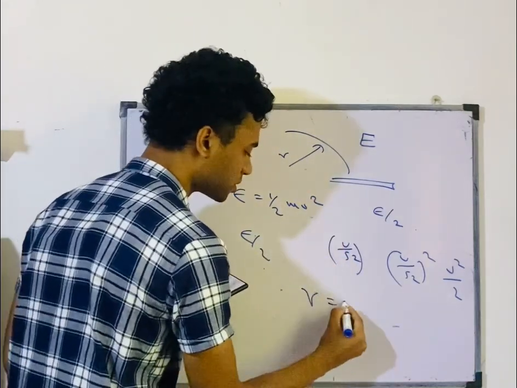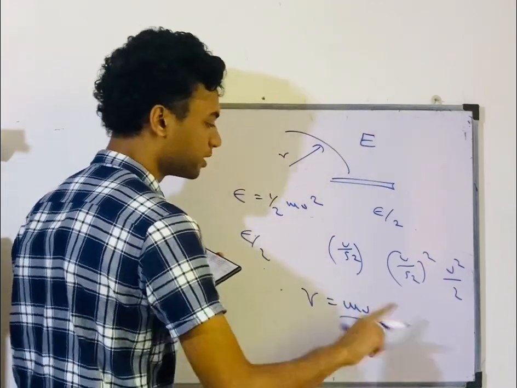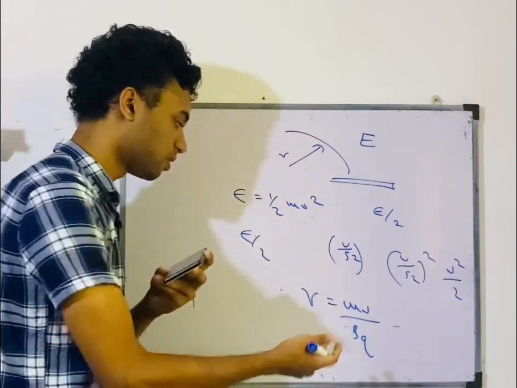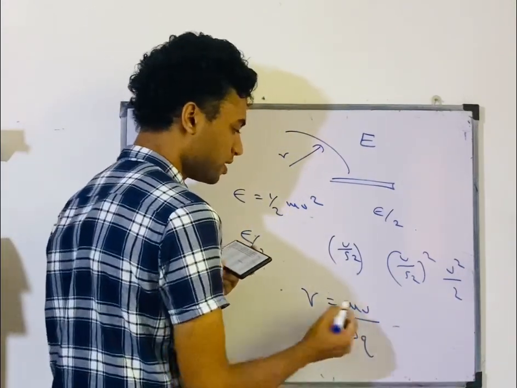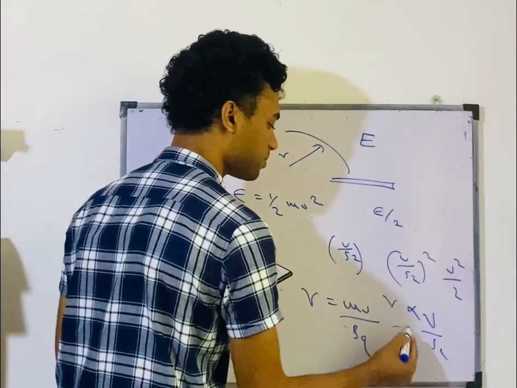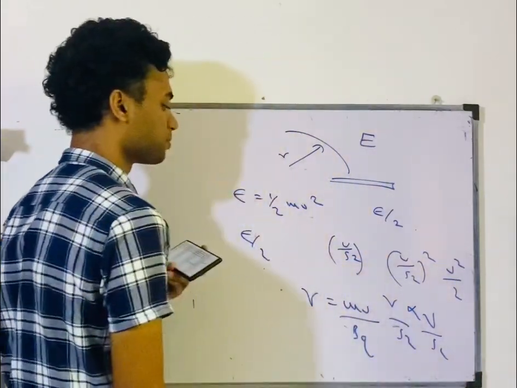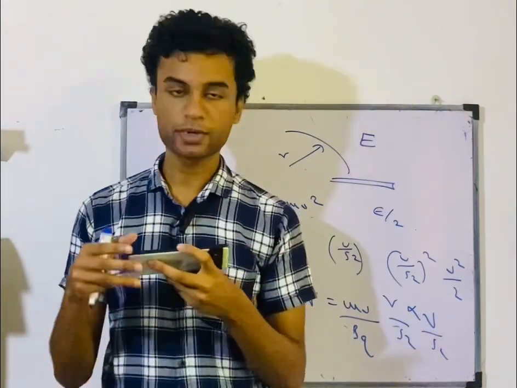Now you know R is equal to mv over BQ. M, B, and Q don't change for the particle. Mass is constant. Magnetic field strength has not changed. Charge has not changed. So R is proportional to V. Therefore, whatever happens to V should happen to R, the radius of the path. Therefore, the radius of the path becomes R over root 2. I hope you can understand this.